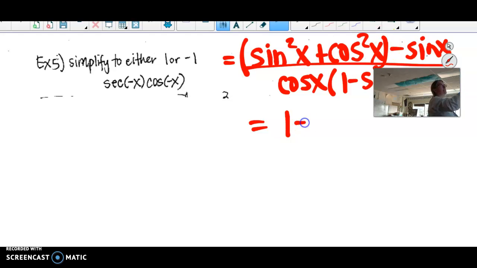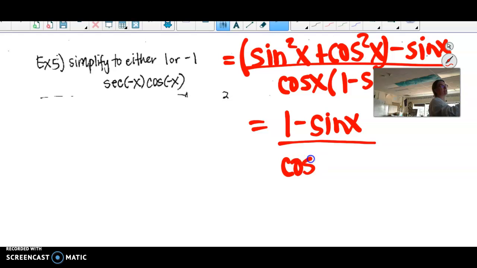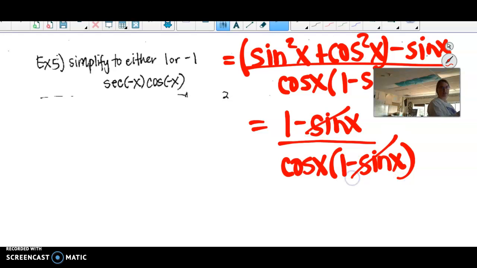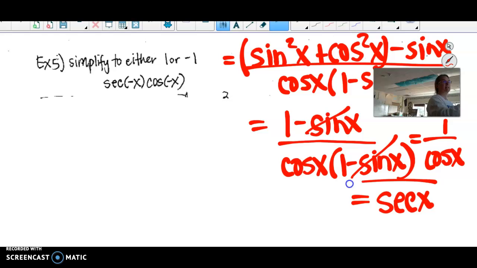So here, this is 1 minus sine of x, and then that's divided by cosine of x times 1 minus sine of x. These two cancel out, and you're left with 1 over cosine of x, which is equal to secant of x. That is the simplified version. For when you have fractions, be looking for that common denominator.